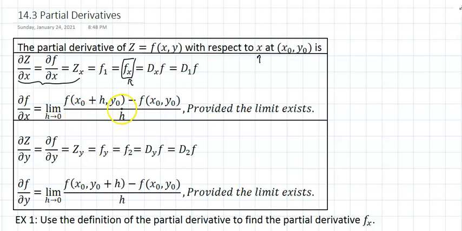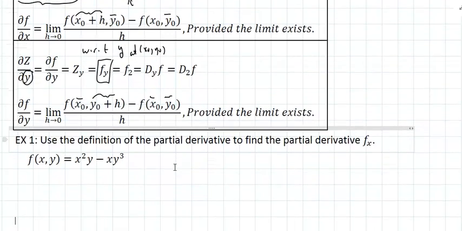That is the limit as h approaches 0. You notice x is varying, but y remains constant, provided the limit exists. And if I take the partial of z with respect to y, so this is with respect to x, this is with respect to y at the point (x sub 0, y sub 0). Well, the same thing, this is what we're going to be using mainly. Here you notice they hold x constant and they vary y.